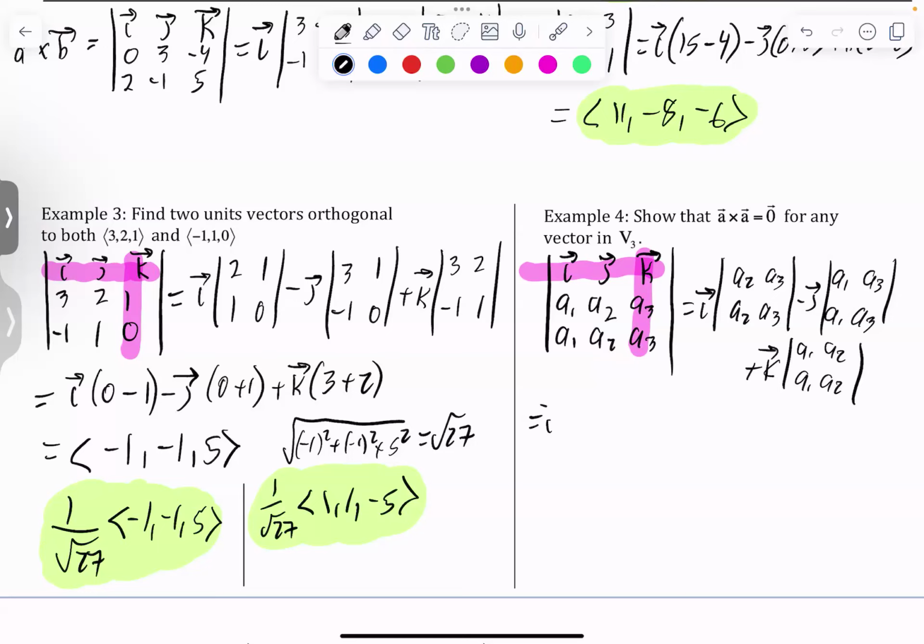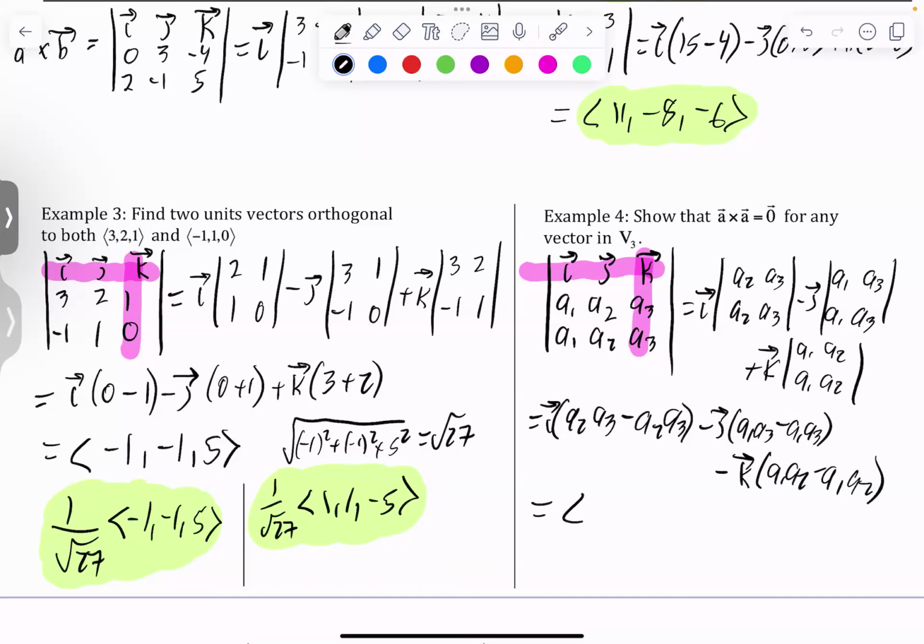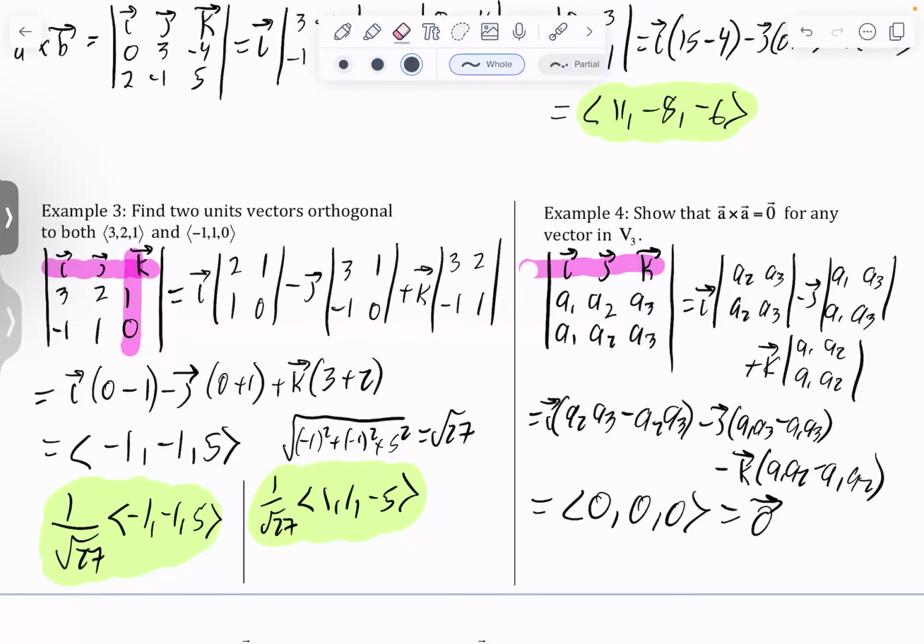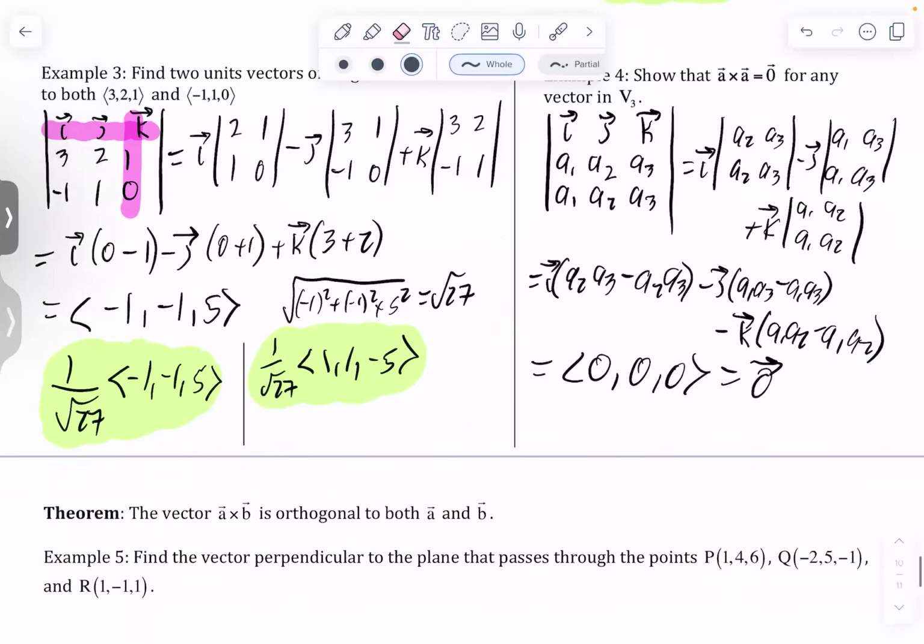This is going to give us vector I times A sub 2, A sub 3, minus A sub 2, A sub 3, minus vector J, A sub 1, A sub 3, minus A sub 1, A sub 3, minus vector K, A sub 1, A sub 2, minus A sub 1, A sub 2. And we can clearly see that that is going to be 0, 0, 0, which is the 0 vector. Kind of cool. All right.